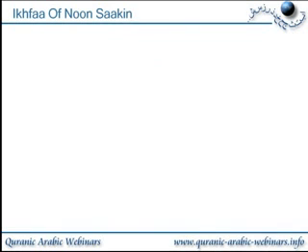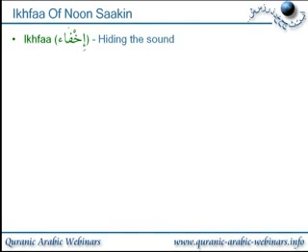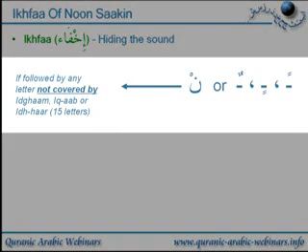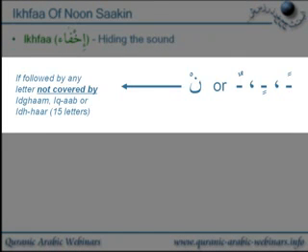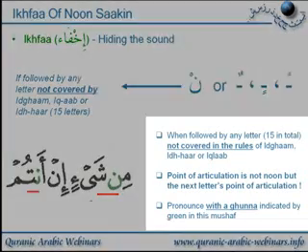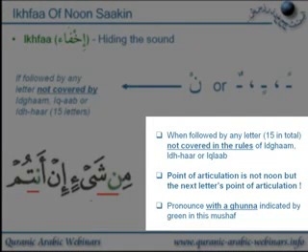And the last one is ikhfa, which is hiding the sound. So if a letter which has tanween or nun sakin is followed by any of the other 15 letters not covered in the previous 3 rules, then we're going to do this hiding, which is known as ikhfa. So let's read the rules. When followed by any of the 15 letters in total not covered in the rules of idgham, izhar or iqlab, we're going to do ikhfa. Now, one very important point here.